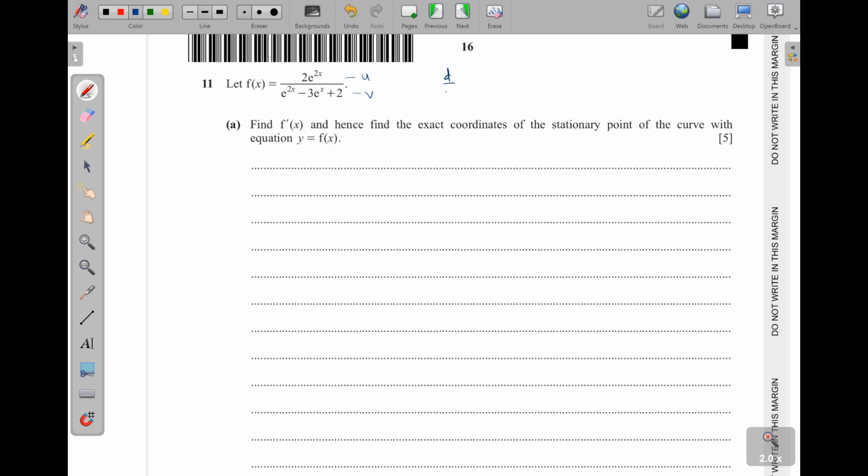And when you differentiate here dy dx, where this one is a function of x and this one is also a function of x, we are going now to have v du dx minus u dv dx out of v squared. All of these are given in the list of formulae. So my u is going to be 2e power 2x.